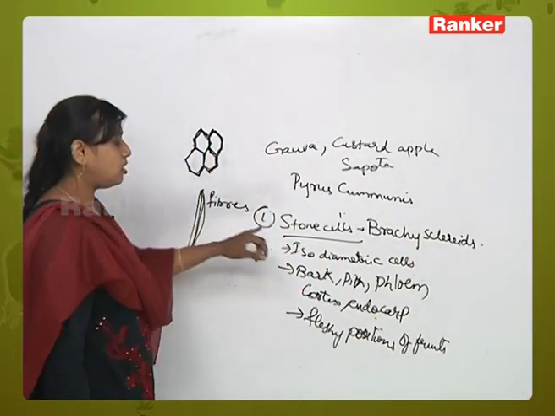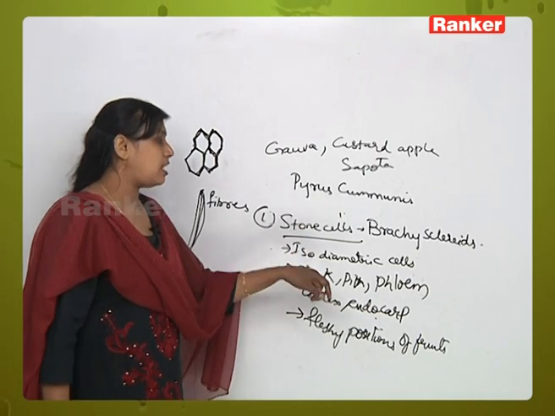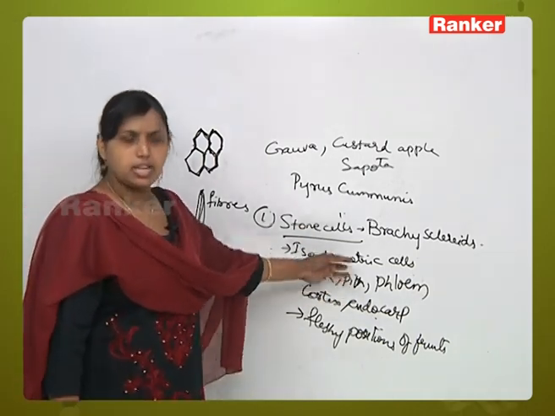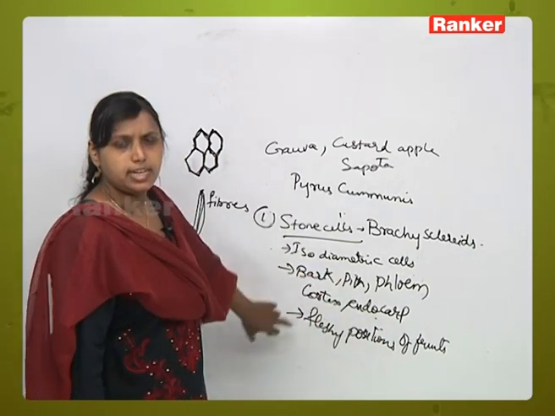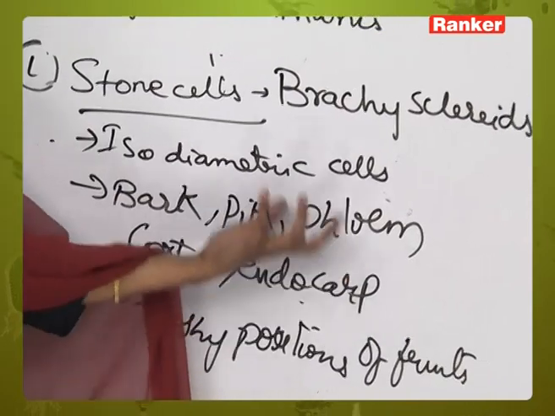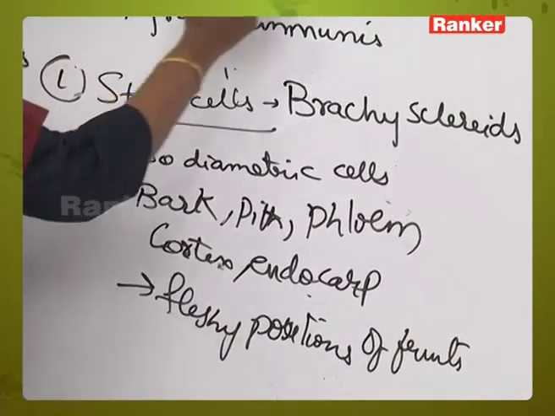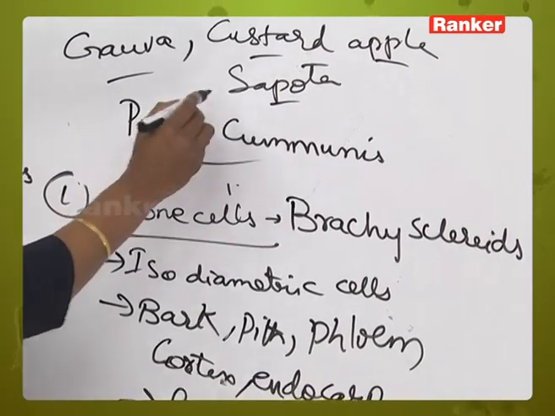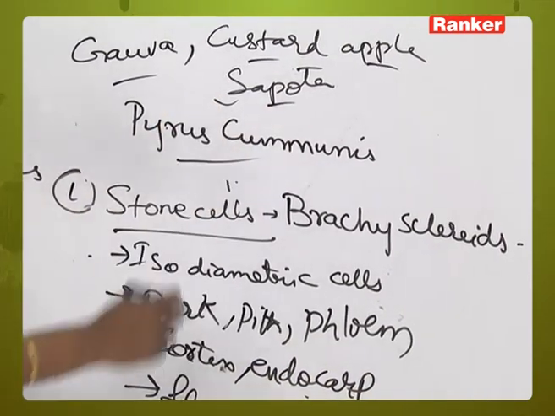So, stone cells are also called brachysclerites. These are more or less isodiametric cells. These are normally seen in the bark, pith, phloem, cortex, and endocarp, and also in the fleshy portions of fruits. The examples are guava, custard apple, sapota, and Pyrus communis. So, you may get a multiple choice question based on these examples.